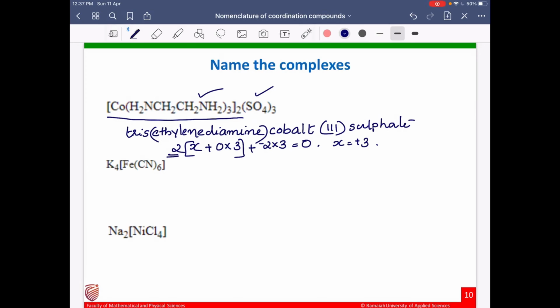Why did we multiply this X plus 0 into 3 with the 2? The reason is that in this complex ion, two numbers are there. That's why.